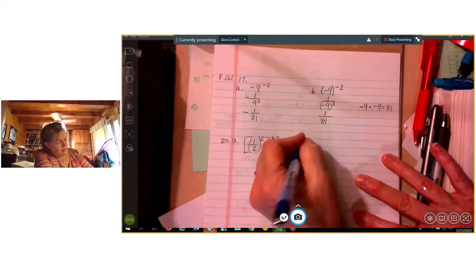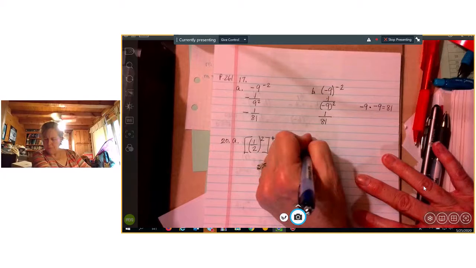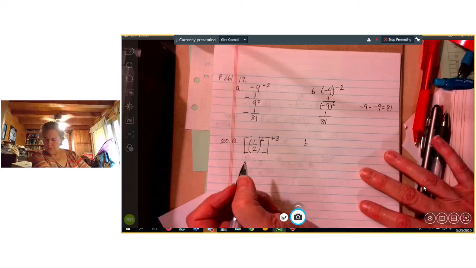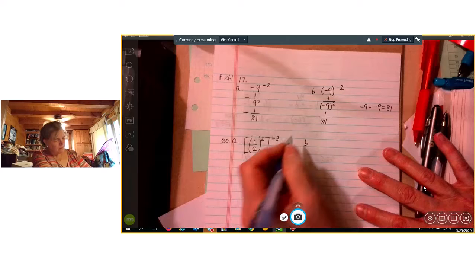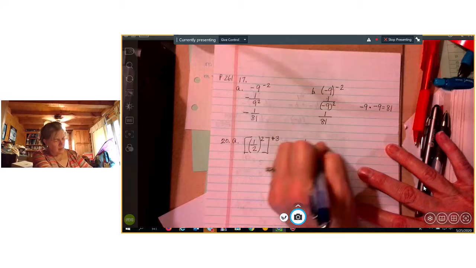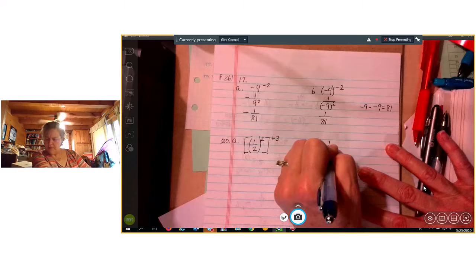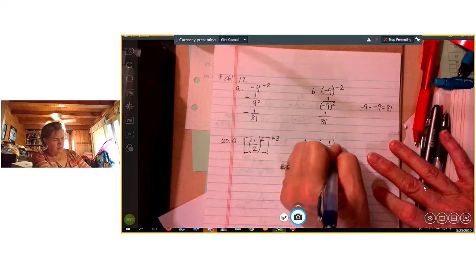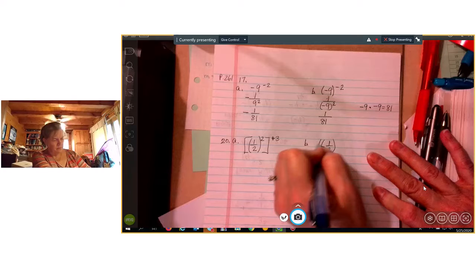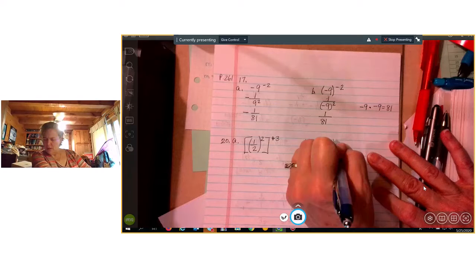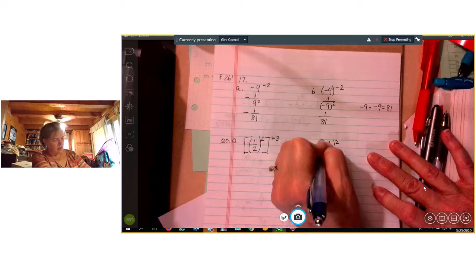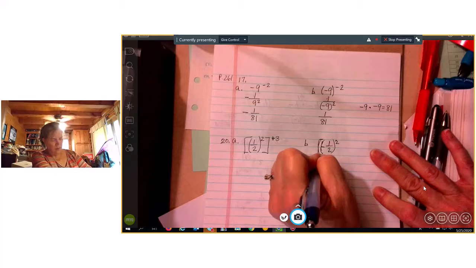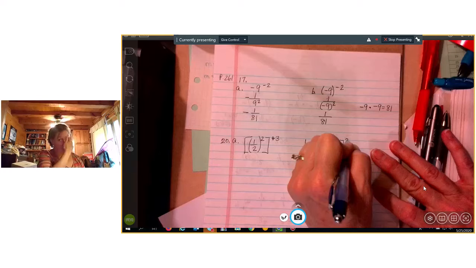And then B is actually going to be parentheses, a negative 1/2, close parentheses, squared, and then this will be a bracket here, raised to the 3rd.